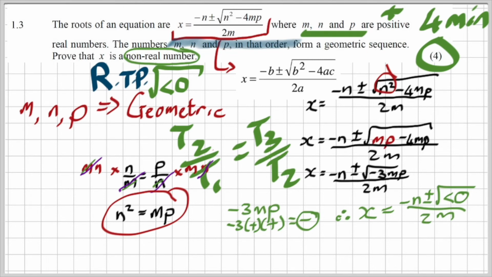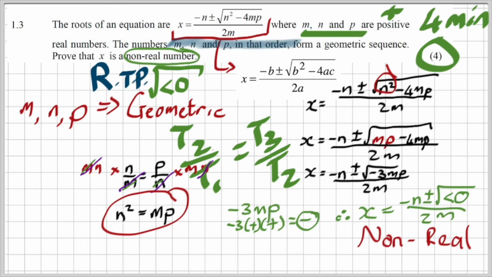What does that tell me about x? That tells me that x is non-real because I'm sitting with a negative under the square root. Wow, that is interesting. Very interesting.